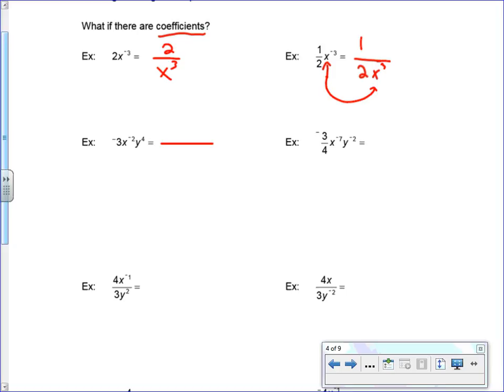Okay? Does this number right here, -3, does that have a negative exponent? No, that's a negative coefficient. You don't flip negative coefficients. Okay? Does the X have a negative exponent? Yes. Where does it need to go? Down to the bottom. Does the Y have a negative exponent? No. So where does it stay? Right where it is. Okay?